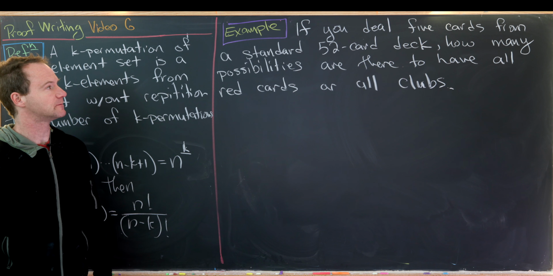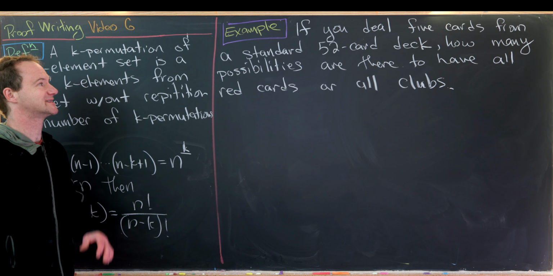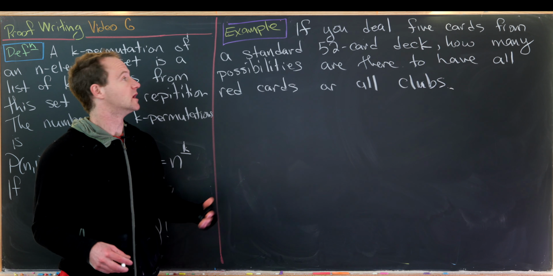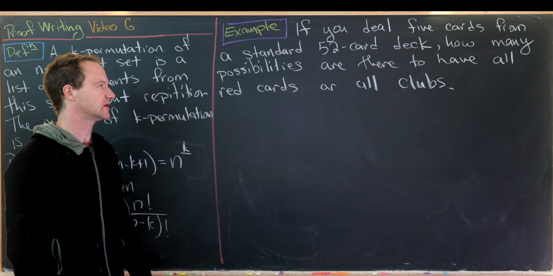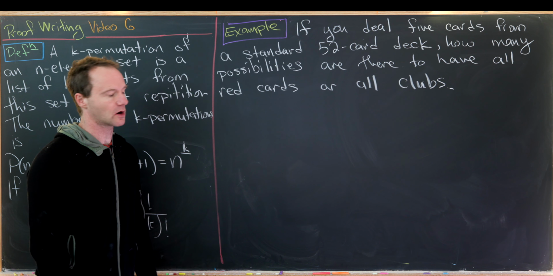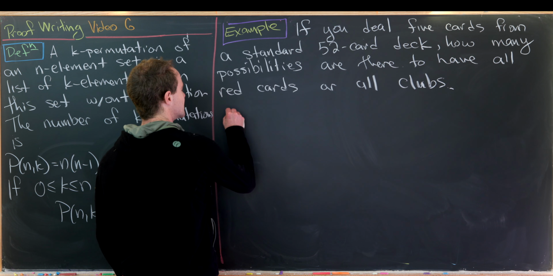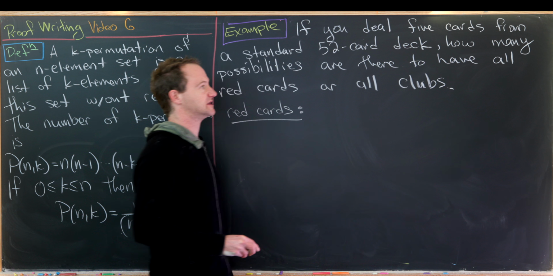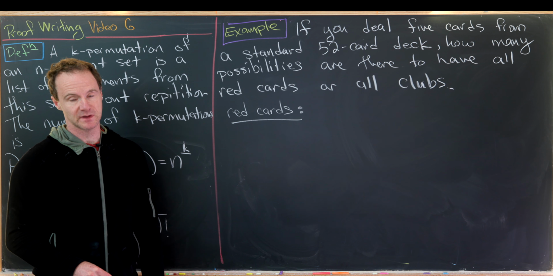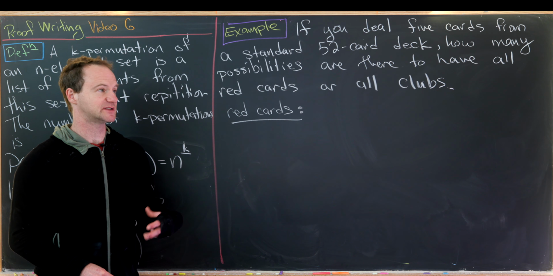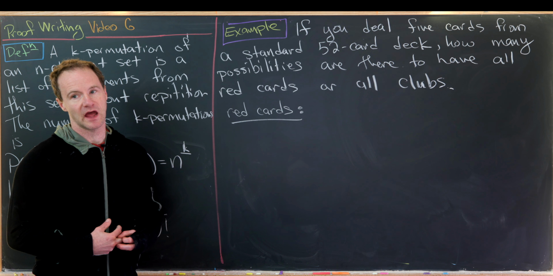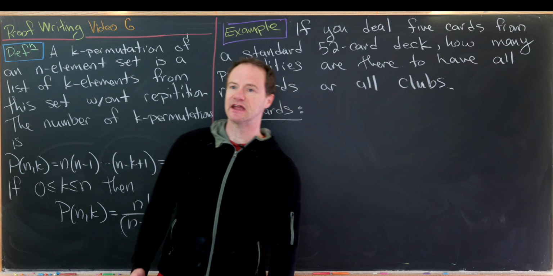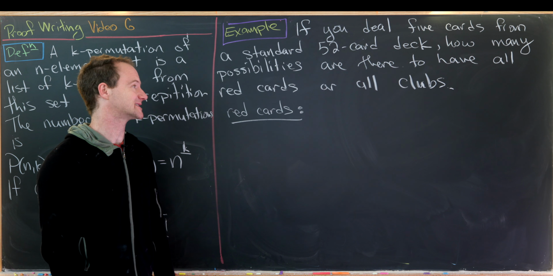Okay, let's look at an example. Let's say you deal 5 cards from a standard 52 card deck. Then your goal is to determine how many such dealings, or how many such hands or possibilities, are there such that all of them are red cards or all of them are clubs. So let's recall that half of the cards are red cards. So that means there are 26 red cards. So we're thinking about our set as containing 26 cards, and then we want to choose 5 of them from that set. And so this is like taking a 5-permutation from a 26 element set.